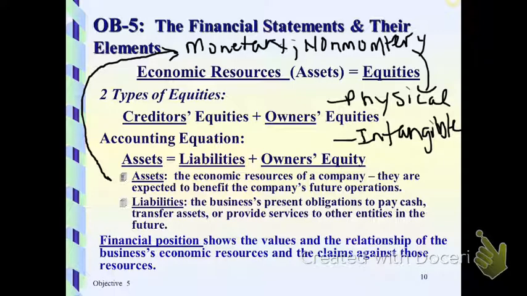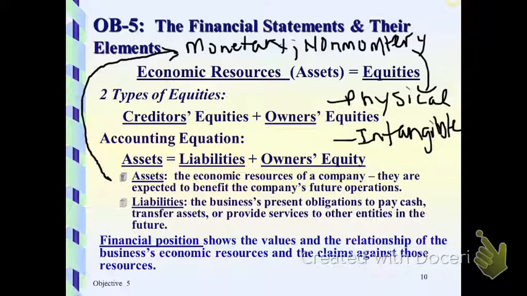Okay, so let's now shift gears and look at our financial position. As I said a minute ago, our financial position shows the value and the relationship of a business's economic resources or its assets and the claims against those assets. Then we broke those claims down into creditors' equities and owners' equities. The creditors' equities are pretty simple to understand. They're liabilities, obligations or debts that we owe as a business to other businesses.